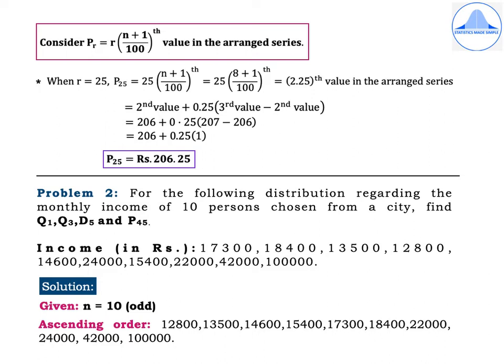Solution: given n equal to 10, which is odd. Now arrange the given data in ascending order, which is 12,800, 13,500, 14,600, 15,400, 17,300, 18,400, 22,000, 24,000, 42,000 and 1 lakh.